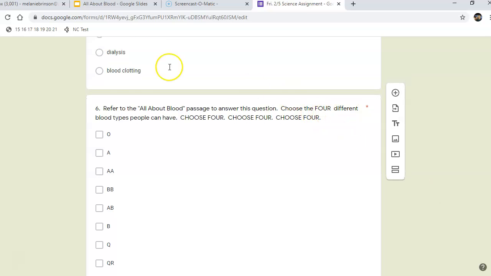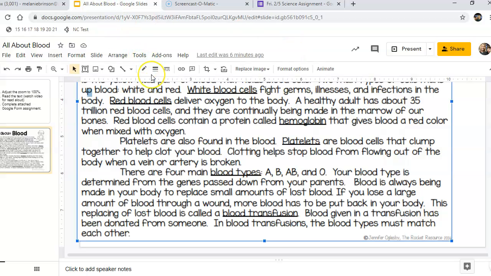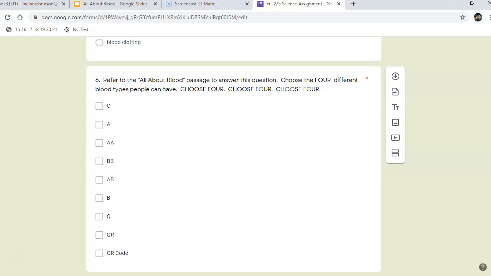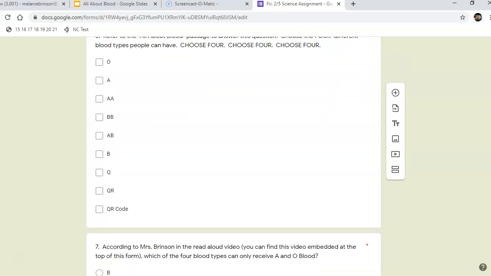Number 6, refer to the All About Blood passage to answer this question. Choose the 4 different blood types people can have. Choose 4. We're picking 4. So let's go back to the passage. Oh, there are 4 main blood types: A, B, AB, and O. So are we picking O, A, double B, AB, B, Q, QR, QR code? We're picking 4, and I just said them.